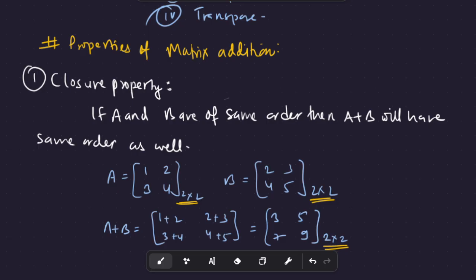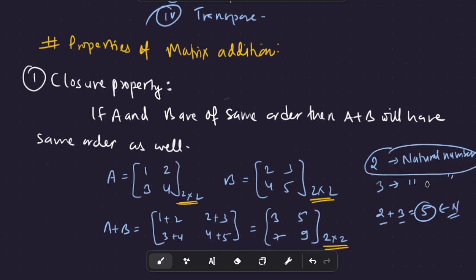Closure property means, in simple language, 2 is a natural number, right? We discussed natural numbers in the real number chapter also. Natural numbers are all the counting numbers starting from 1, like 1, 2, 3, 4, 5, 6, 7, 8, 9, 10 up to infinity. Now 2 is a natural number, 3 is also a natural number. If we add these two, we get 5, and 5 is also a natural number.